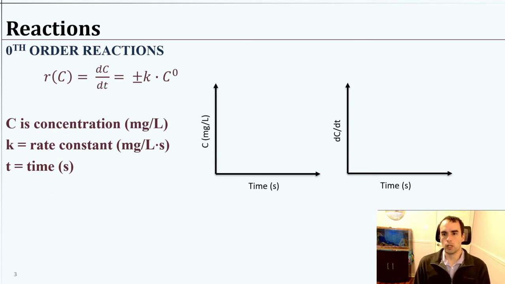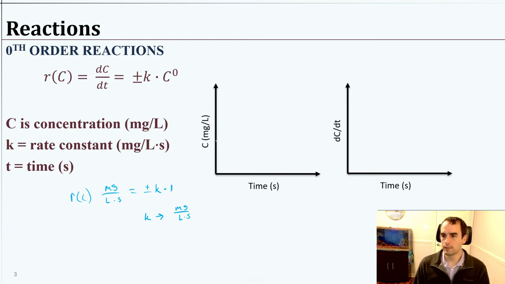Essentially what's happening is R of C is in milligrams per liter per second, equals plus or minus k times 1. So that means k needs to have milligrams per liter per second as its units. And we see that right here.